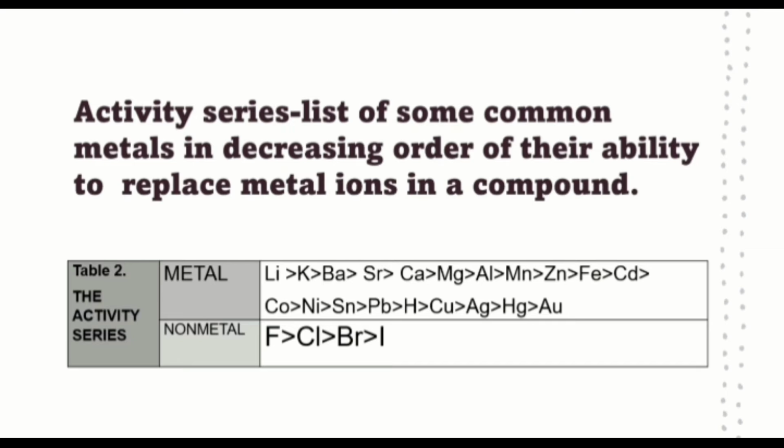So here is table 2. The most active metal is lithium, followed by potassium, barium, strontium, and so forth and so on. So the least active metal is gold, since it is located on the last part. For the activity series of non-metal, you can see that the most active non-metal is fluorine, followed by chlorine, bromine, and the last one is iodine.